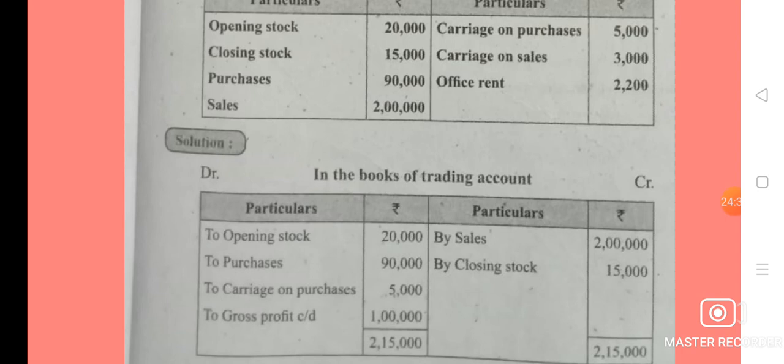So students, today we have learned about the meaning of trading account, profit and loss account, and then balance sheet. What are the differences between trial balance and balance sheet? Then how to prepare the trading account only. The above topics are finished in this class.